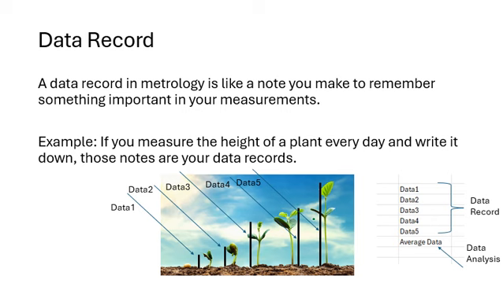Suppose you're measuring the height of a plant every day. So that's your data set from data 1 all the way to data 5, and that's what we call a data record. Of course, you can use the data record that you have collected every day to analyze the data. Here, we're analyzing the average of that data.